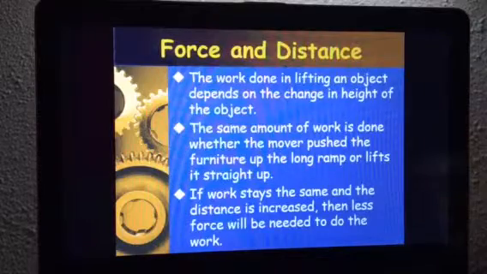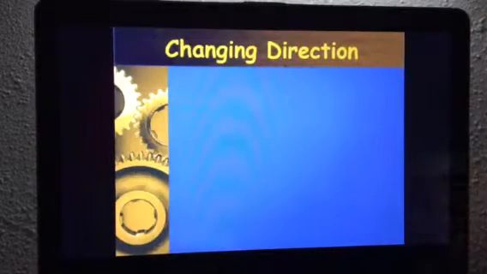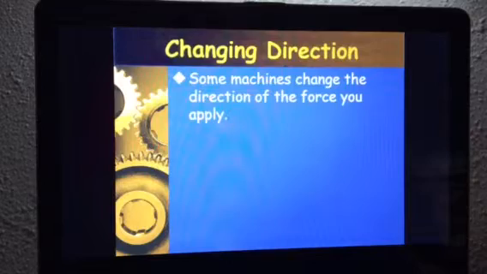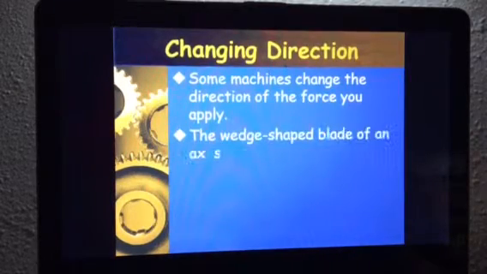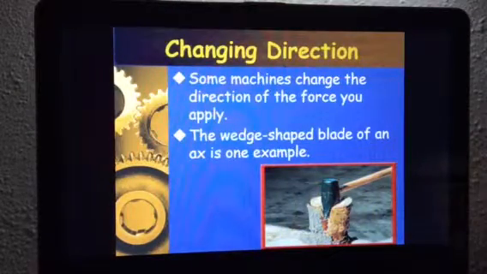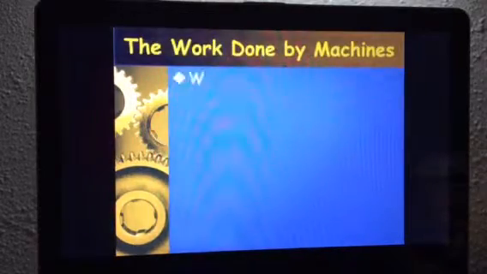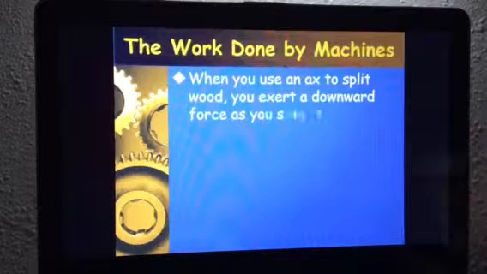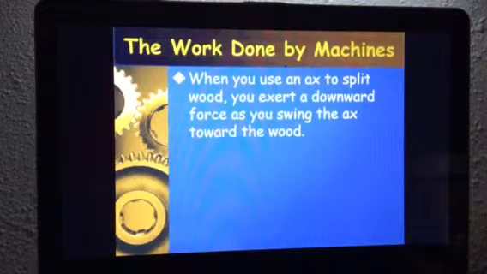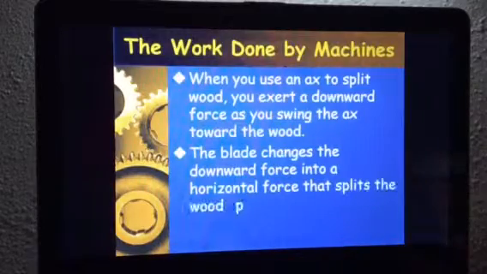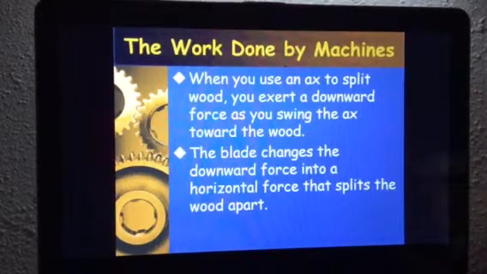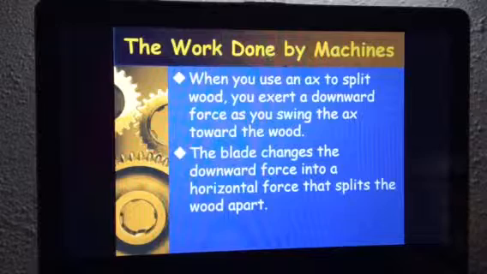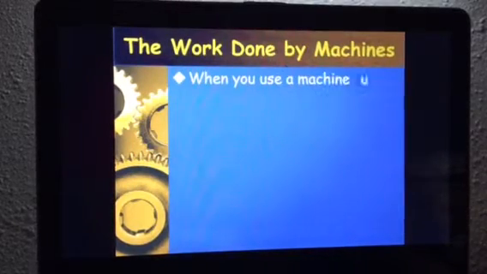You can use a ramp and push it up the ramp instead of trying to lift it 10 feet in the air. Some machines are able to change the direction the force is applied, such as a wedge-shaped blade, one example being an axe. The force is applied onto the handle, and the axe is still able to split the wood. You exert a downward force when you swing the handle of the axe towards the wood, but the blade changes the downward force into a horizontal force, enabling you to split the wood into two separate pieces.